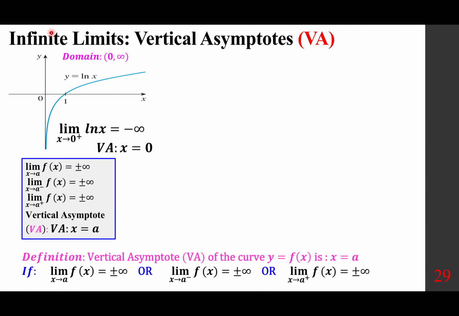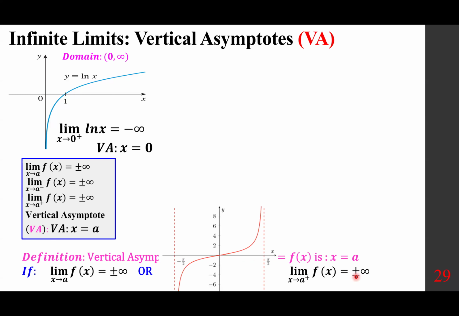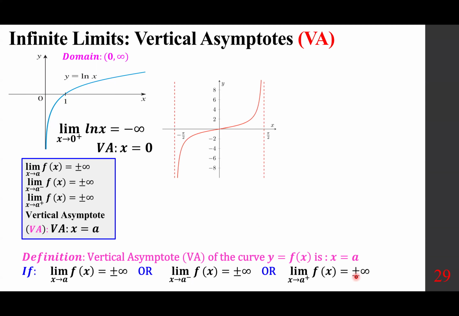So what is the definition of a vertical asymptote? Again, vertical asymptotes, VA of the curve y equals f of x is x equals a if the limit of f of x as x approaches a is positive or negative infinity, or the limit of f of x as x approaches a from the left or right is positive or negative infinity. You're all familiar with the tangent function.